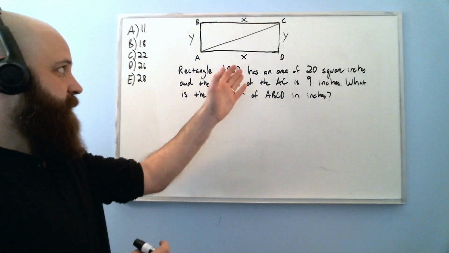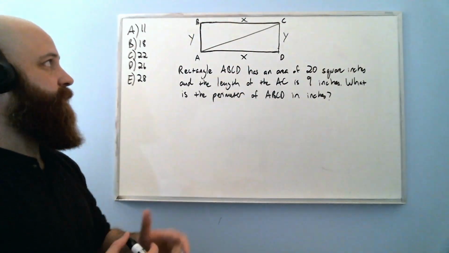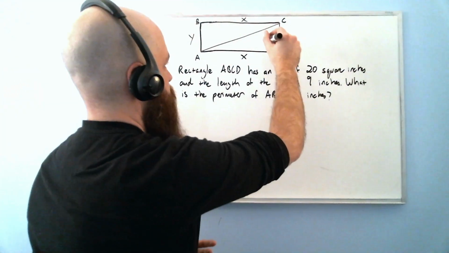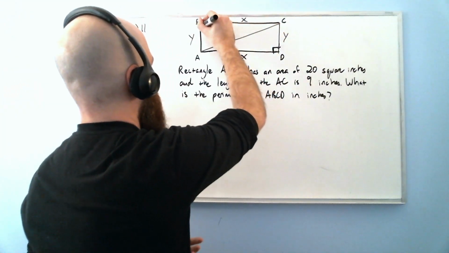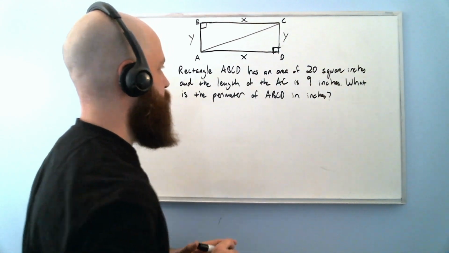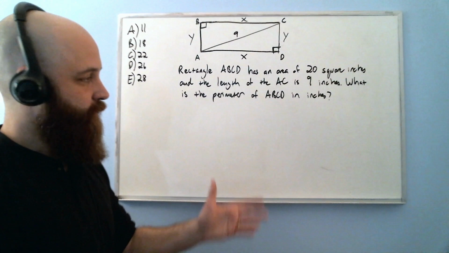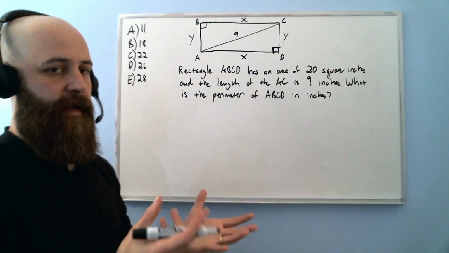Because it's a rectangle, opposite sides are the same, so I can also say BC is x and AB is y. I also know that in rectangles, all the angles are 90 degrees. So I'll mark that on my diagram too, and I'm told AC is 9 inches. So let's start translating this information into algebra if we can.